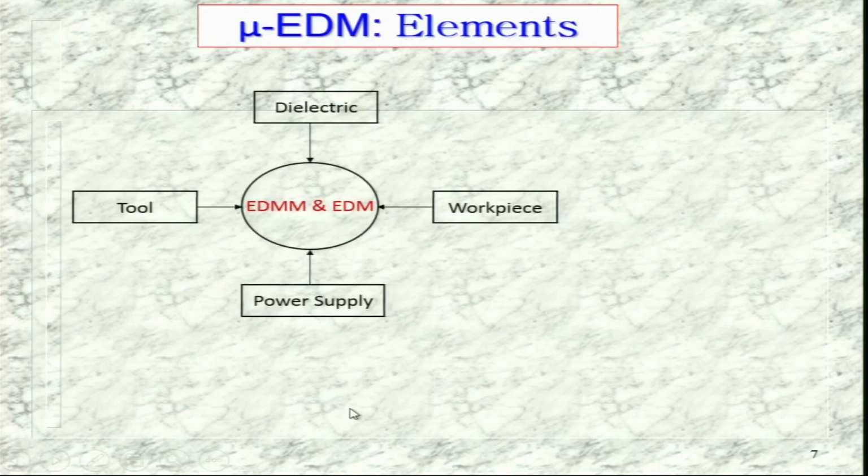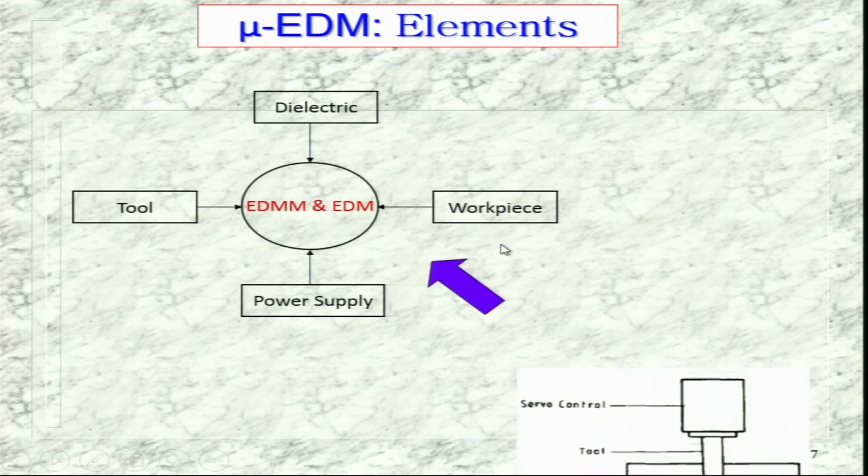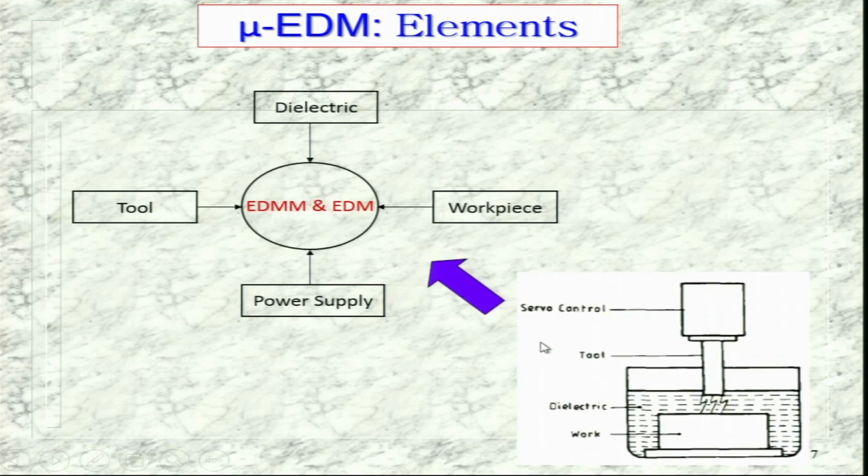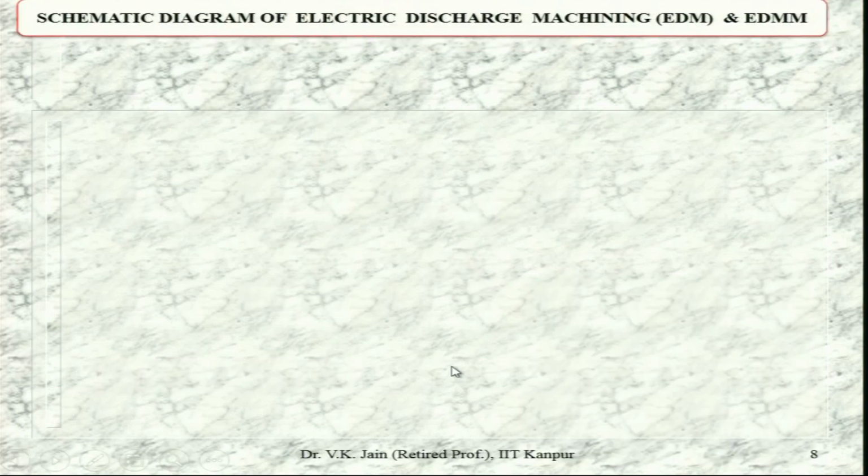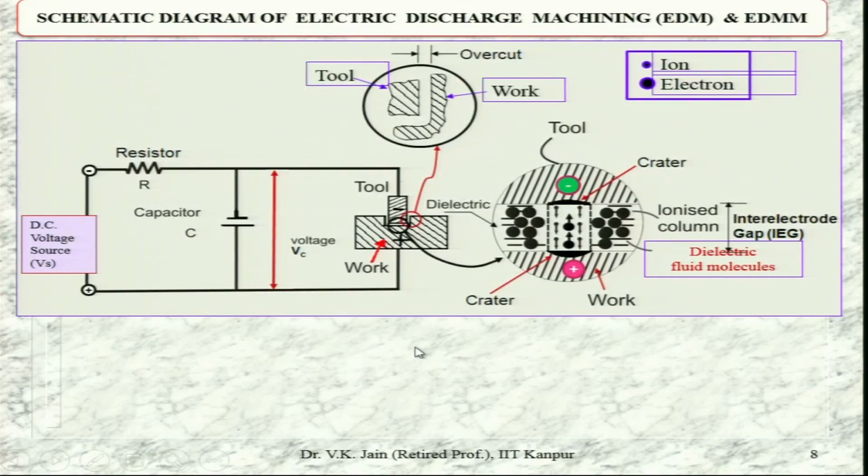Micro EDM elements: dielectric, tool, power supply and workpiece. You can see here a very small schematic diagram. Servo control is there for controlling the motion of the tool holder, and here is the tool, and dielectric is there, workpiece is there, same as in EDM. Schematic diagram of electric discharge machining and electric discharge micromachining is applicable for both.